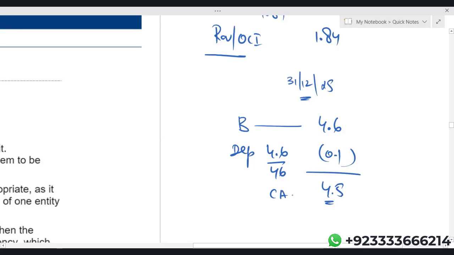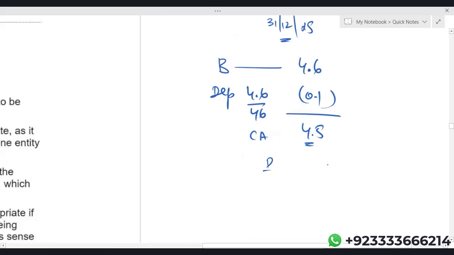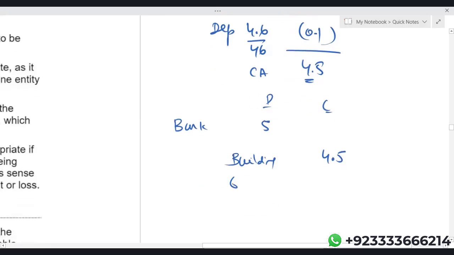Now we have sold this for 5 million. Simply, bank is debited by 5 million. Building is credited by 4.5. Gain on disposal will go to the income statement.